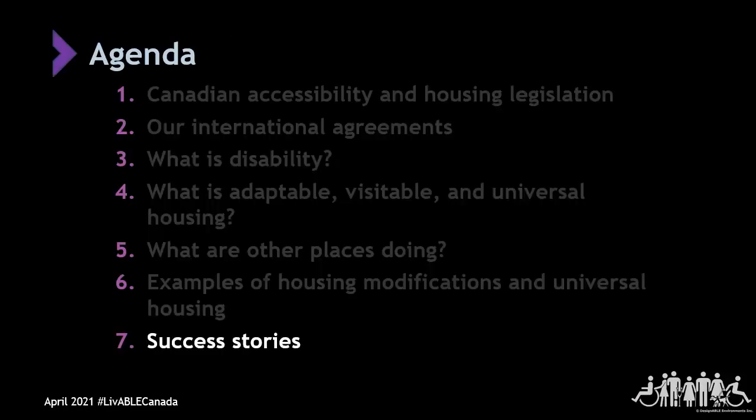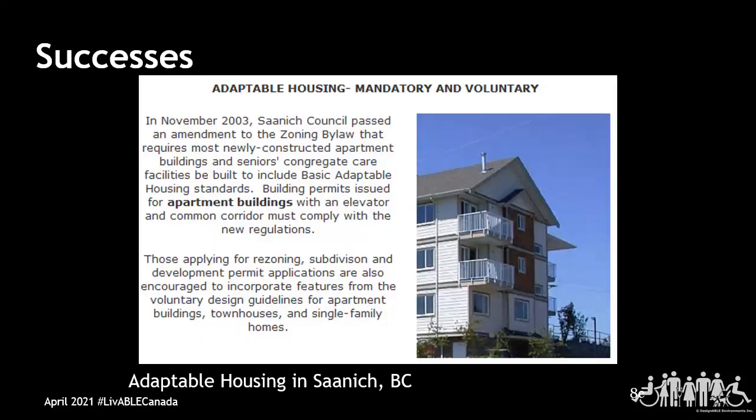And then last but not least on our agenda, we wanted to cover some success stories. So where has this been in practice already? Well, in British Columbia, since 2013, the Saanich Council has passed an amendment requiring mandatory adaptable housing requirements and then some additional voluntary ones.